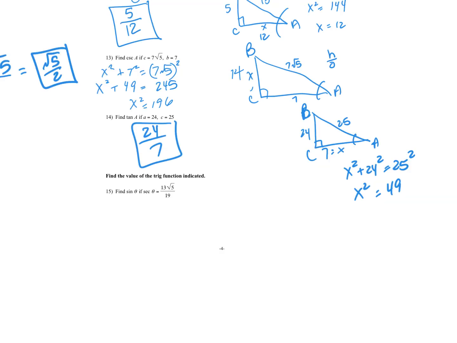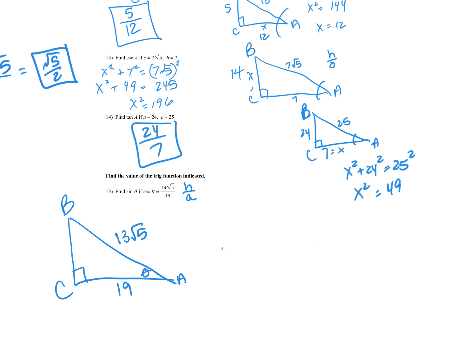This one tells you the secant, and the secant is the reciprocal of cosine, so it's going to be hypotenuse over adjacent. So I'm just going to draw the same triangle and put theta here, A, B, C. And if the hypotenuse is 13√5, that goes here. And if the adjacent is 19, it goes here. And they want the sine, so we're going to have to find that side over there.